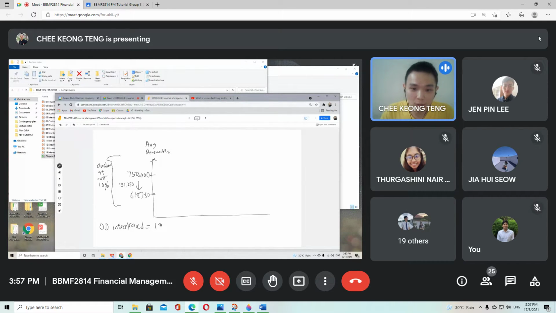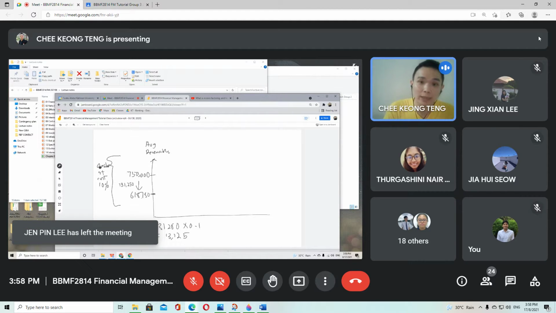they will be using 131250 times 0.1, which will be 13125, sorry, because times 0.1. This one is the OD interest save. You save back the interest. Because like what I said, remember in finance, all the assets must be financed by something. So here the question is telling you your receivable is financed by OD.